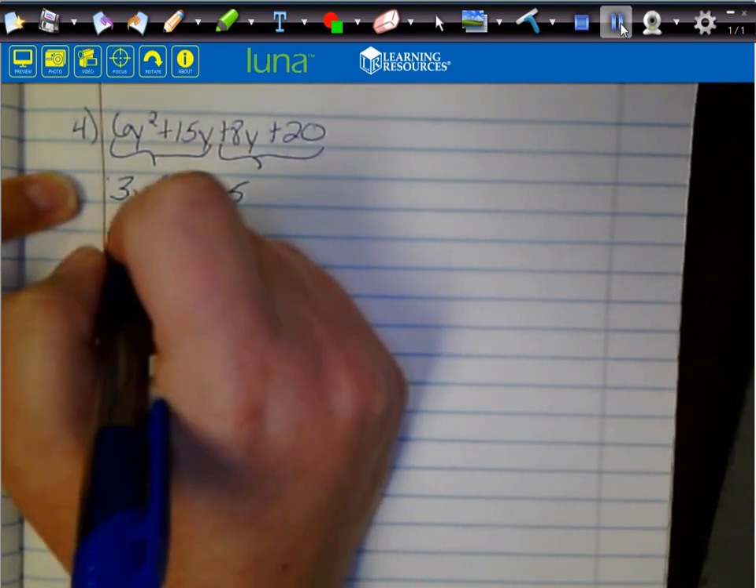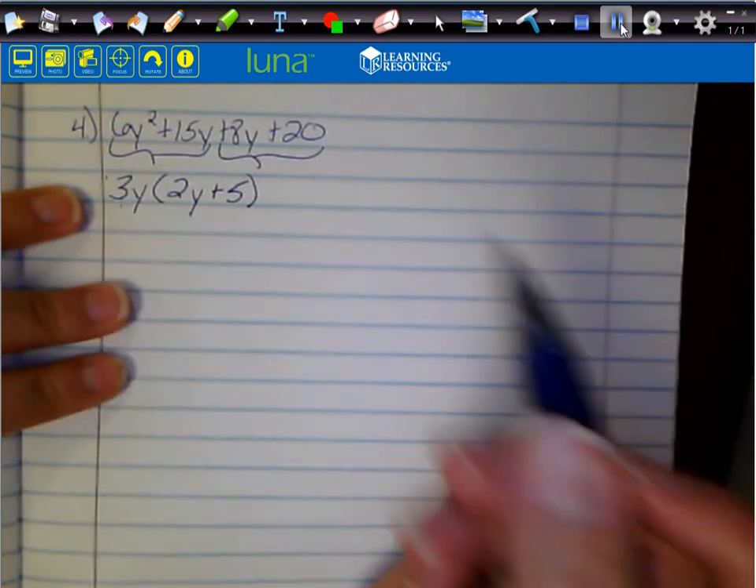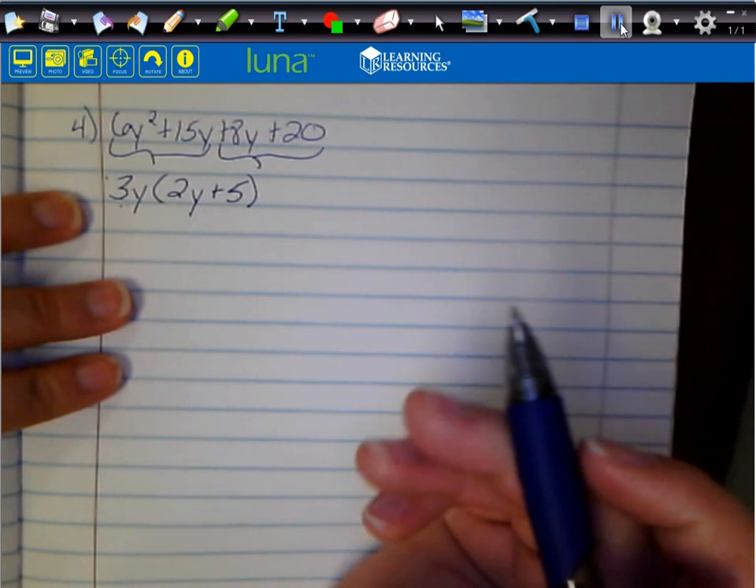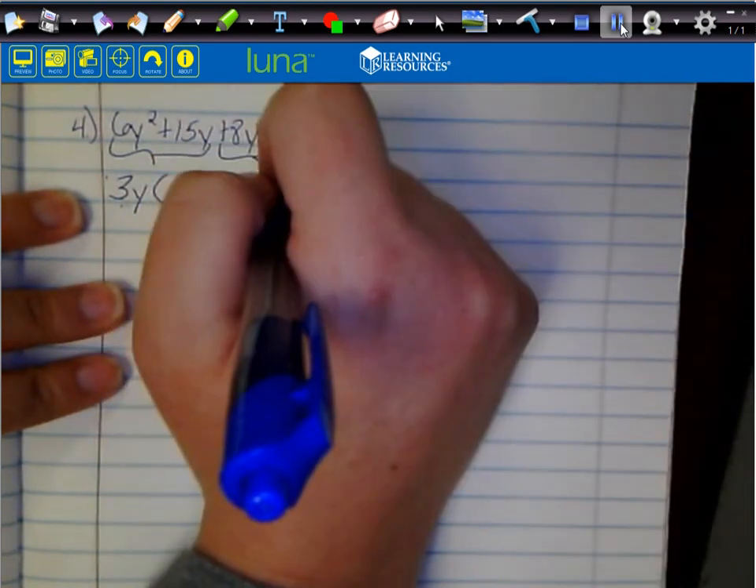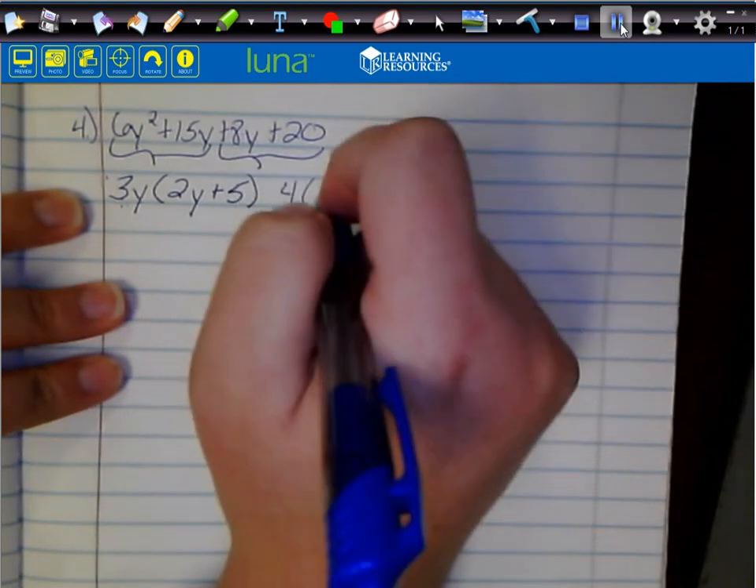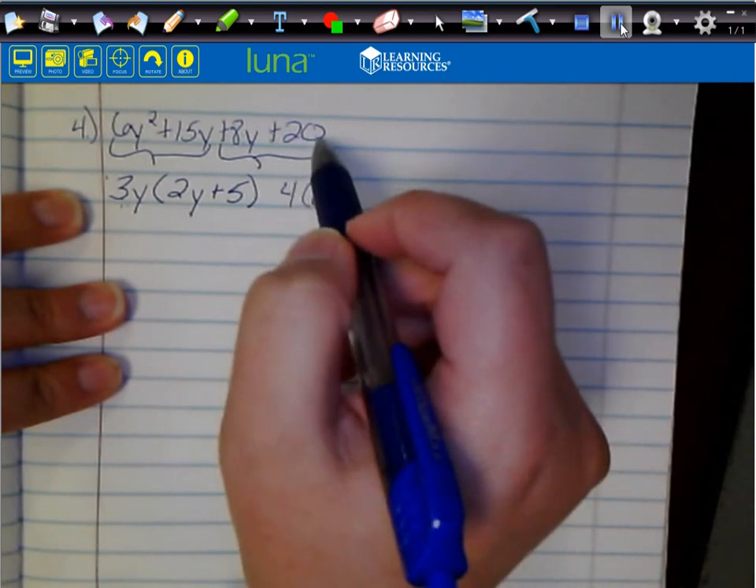I took a y out, so there's no y's left. So I factored a 3y out of the first two. Then I'm going to look at the second two numbers, 8 and 20. Figure out that the greatest thing they have in common is a 4. So I'm going to say 8 divided by 4 is 2. And then, again, I can't take out a y because that 20 does not have one.